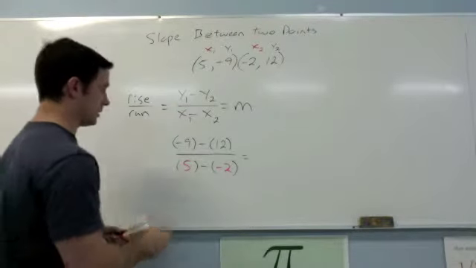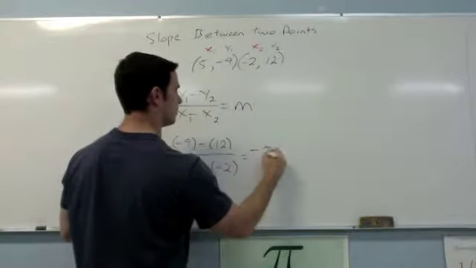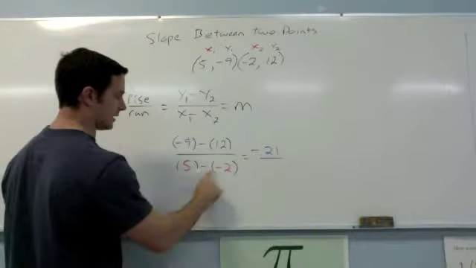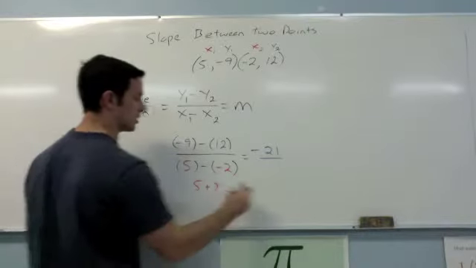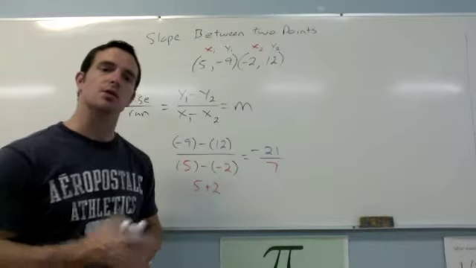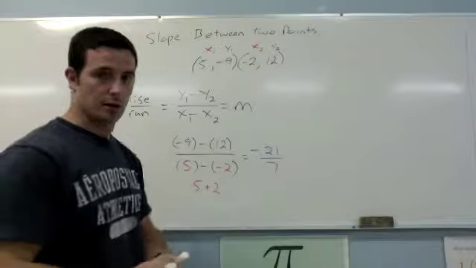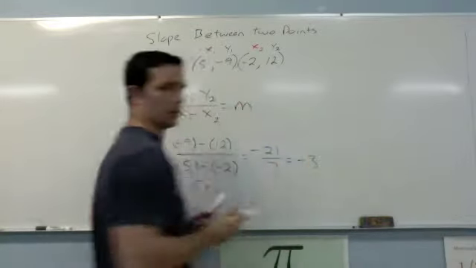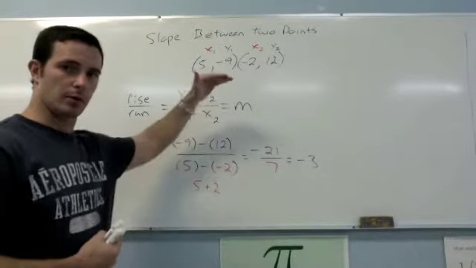From here, -9 minus 12 will give me -21. Over 5 minus -2, this gives me 5 plus 2, which gives me 7. If your slope can be reduced, you must reduce it. 21 over 7 is just 3. So this is going to equal -3. Okay? So let me put one on the board. You try it.